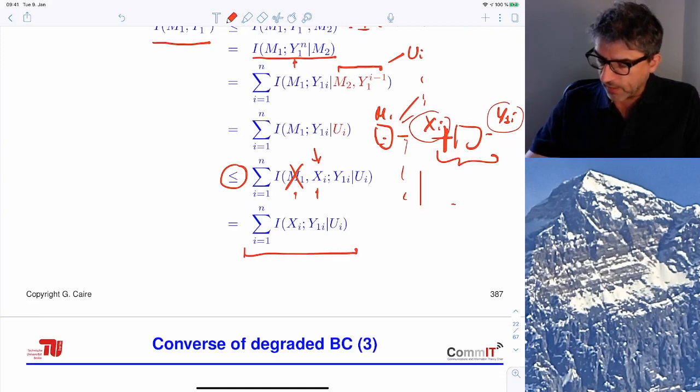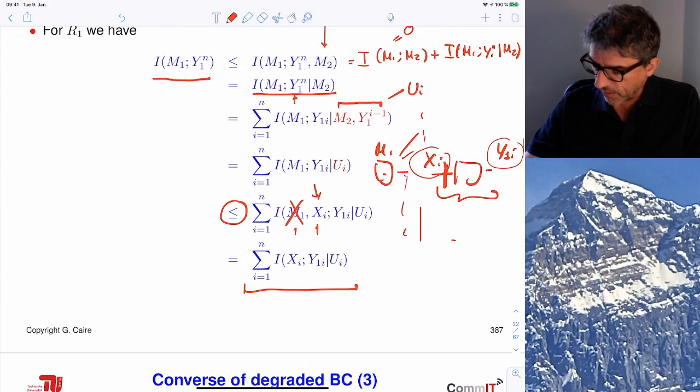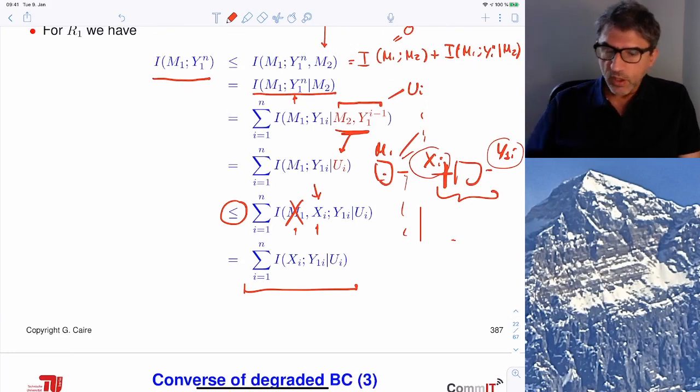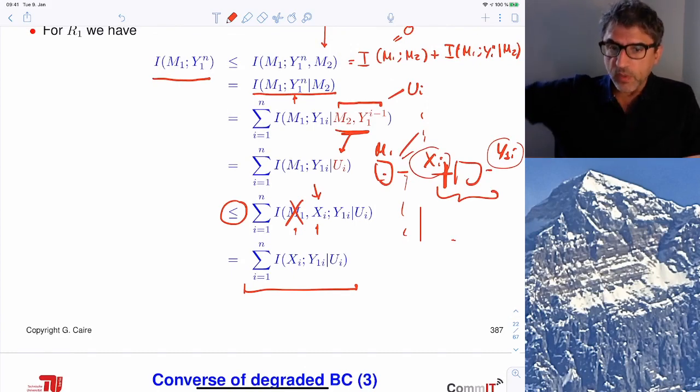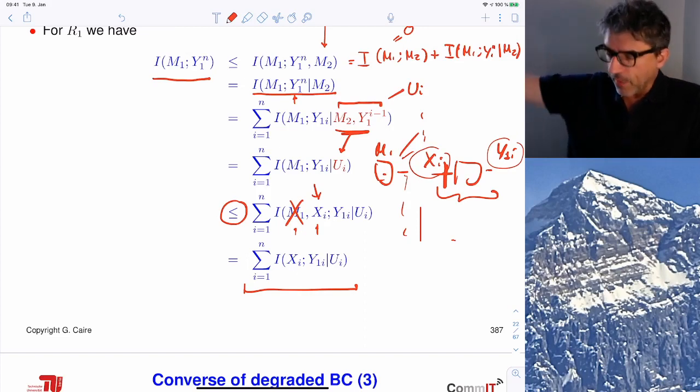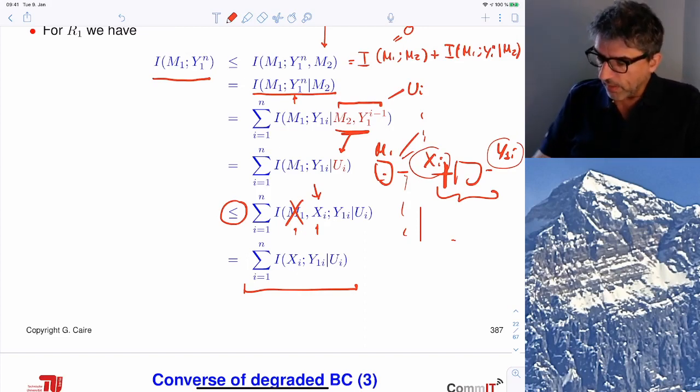This is again not yet a single letter expression, because we are summing over the whole block. This is the mutual information of these marginal distributions, and we have this strange definition, which we called U_i. So we have somehow concealed the message 2 and the sequence Y1 up to time i minus 1 into a single variable that we call U_i.